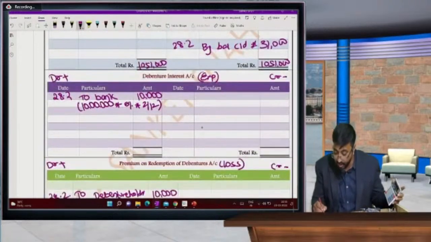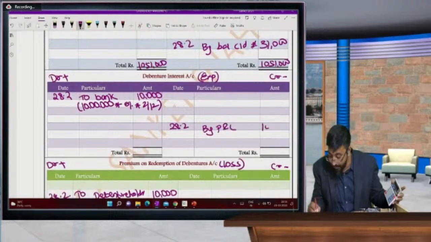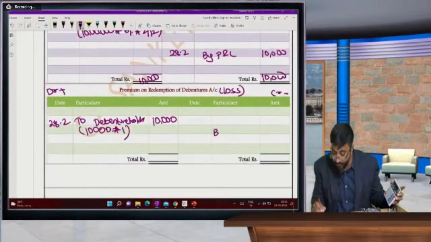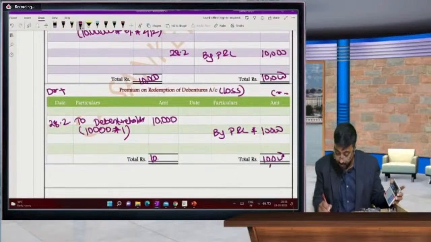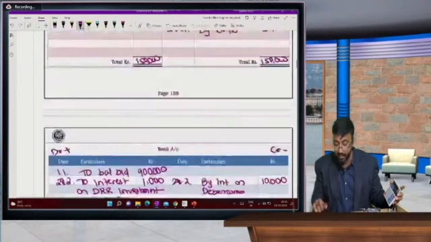Debenture interest is a nominal account, so transfer it to P&L. So by P&L 10,000. And premium is also a loss. So this is also transferred to P&L 10,000. And here we have completed the question.